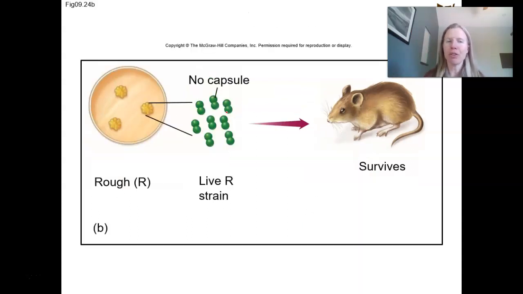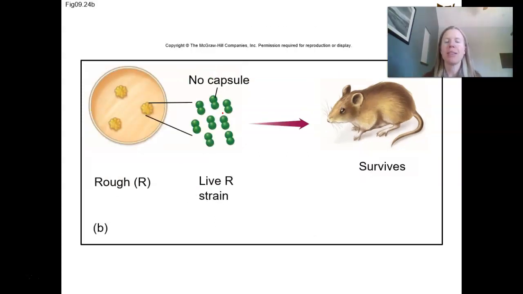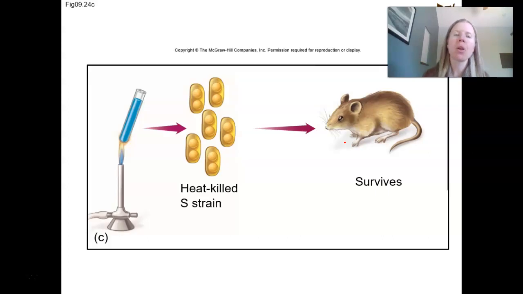There's another version that they're calling the R strain. The S strain has the capsule. The R strain doesn't have a capsule, and when you inject it in the mouse, it's totally fine. If you heat kill the S strain, the one that should be pathogenic, the one that has the capsule, the mouse survives. It's dead bacteria, so that makes perfect sense.